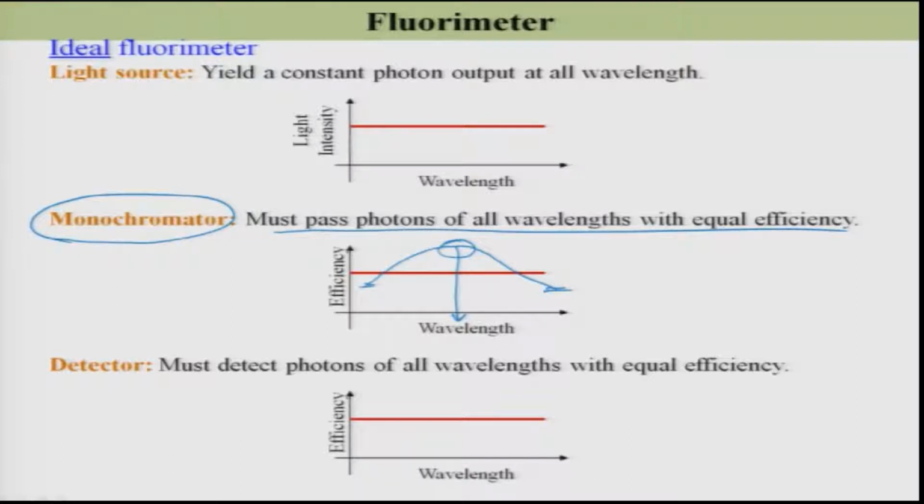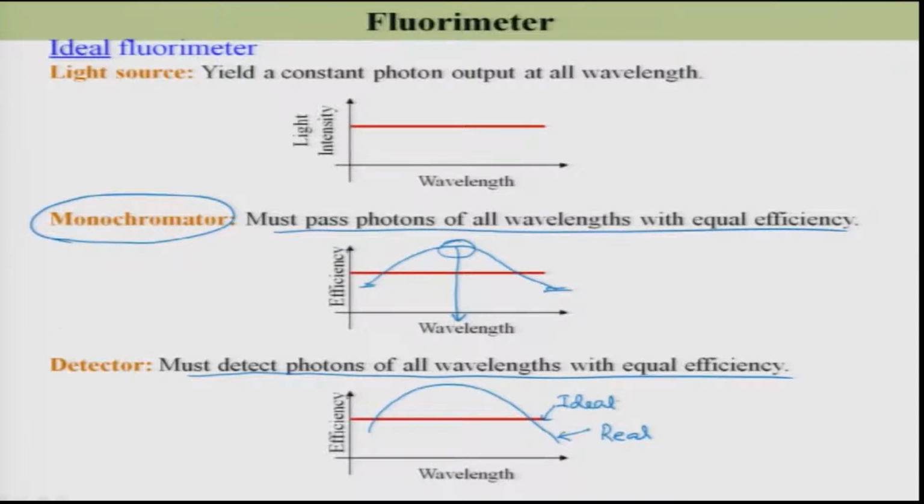Similarly, an ideal detector must detect photons of all wavelengths with equal efficiency. So I must get a horizontal line like this, but in reality this is not the case. The detector efficiency is also of this kind of shape. So this is the real one, and this red one is ideal.